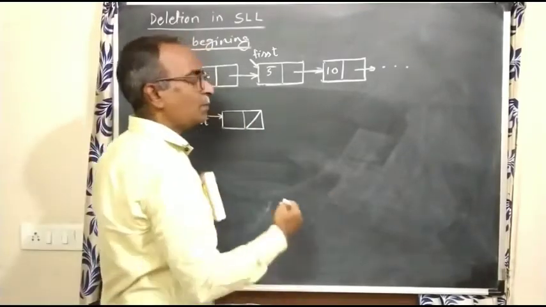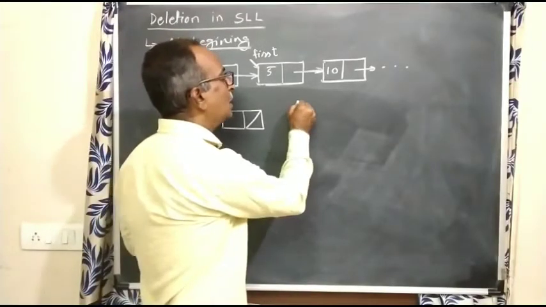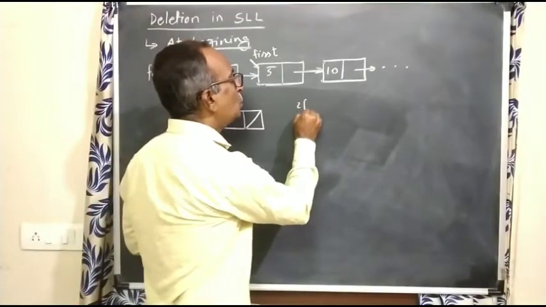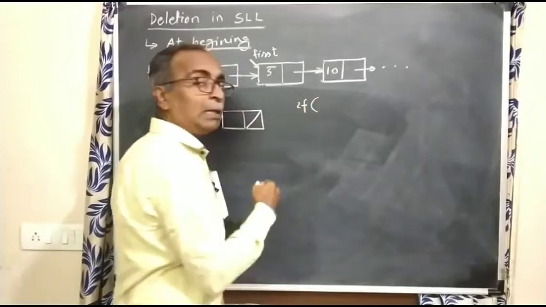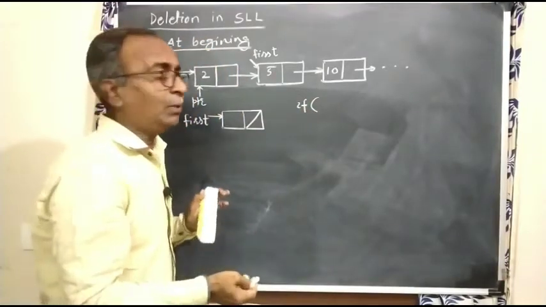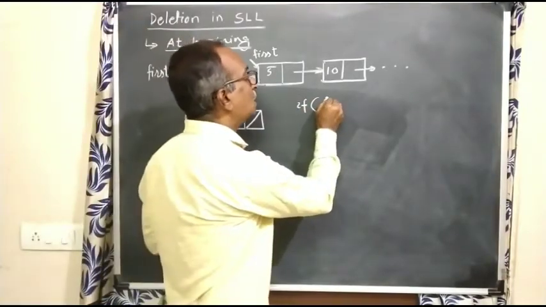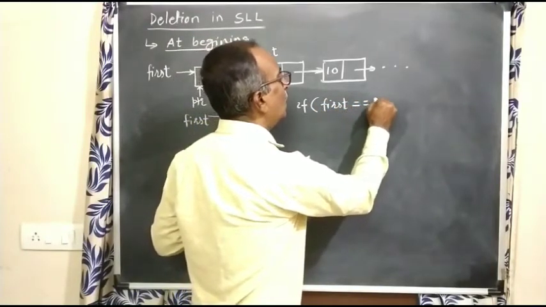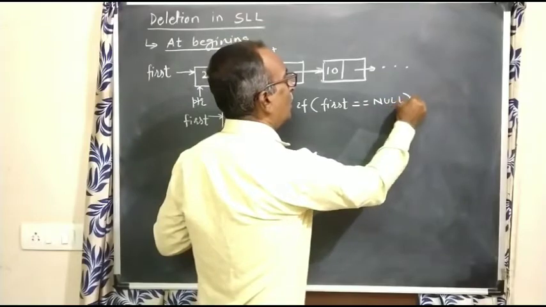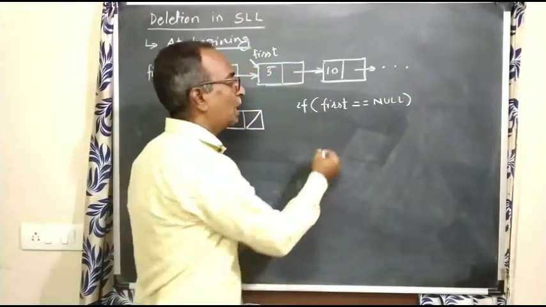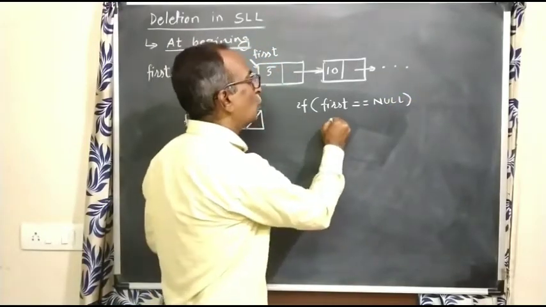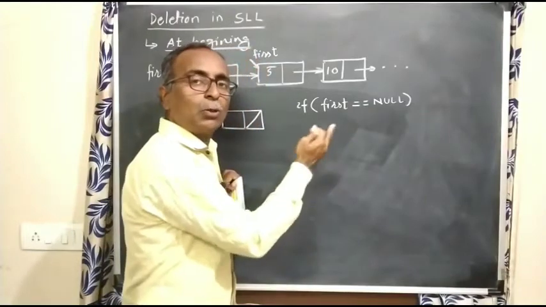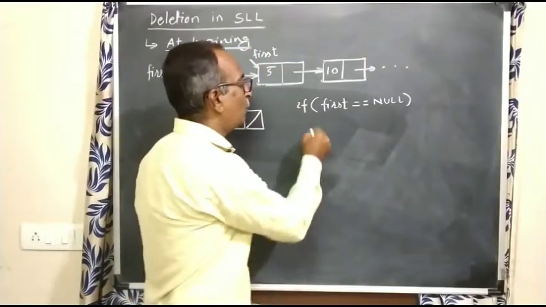So what steps we have to take for deletion at beginning? See. First you should check whether linked list is empty. What is condition for linked list empty? When first is equal to null, then what we can say? That is linked list deletion is not possible. Deletion is not possible. Return from this.